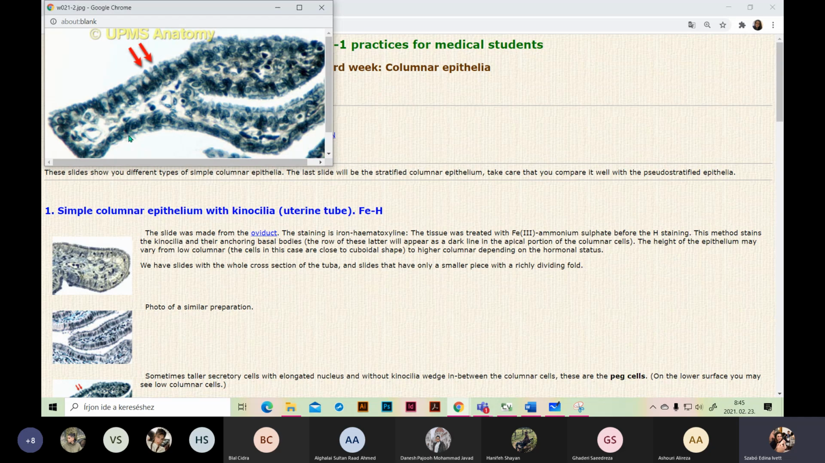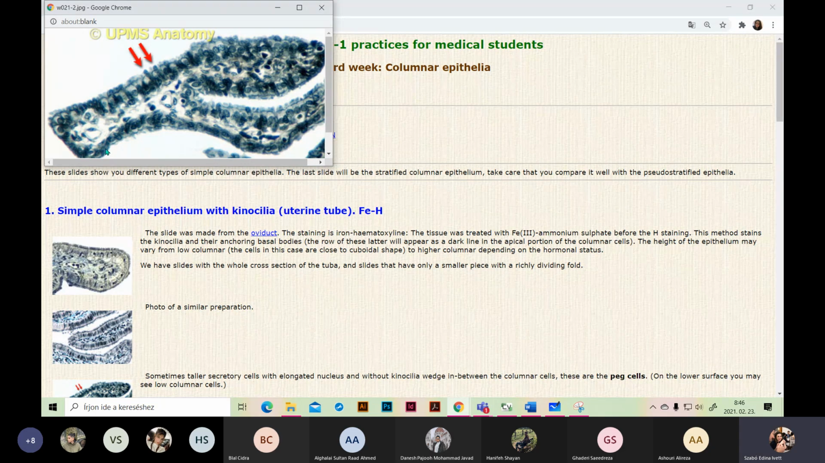So you could see some lower columnar cells, for example here, which might look like cuboidal cells. It's just a hormonal effect. During the cycle, the cells could be higher and also could be shorter. Please don't mix it with simple cuboidal epithelium. How do you know this is not a cuboidal epithelium?